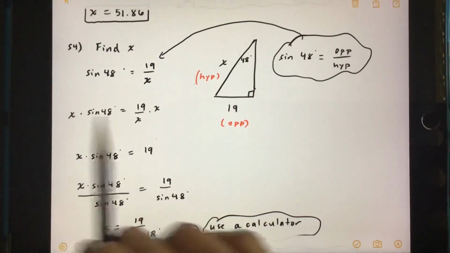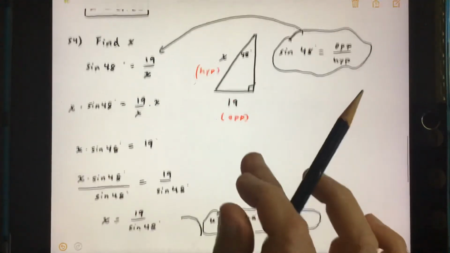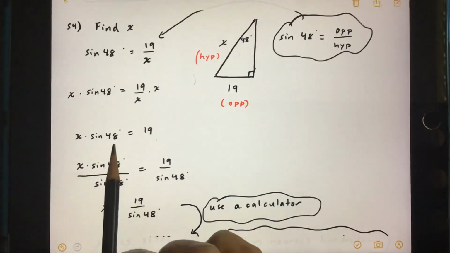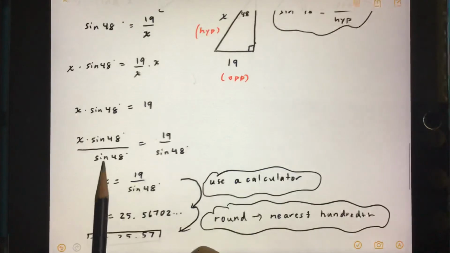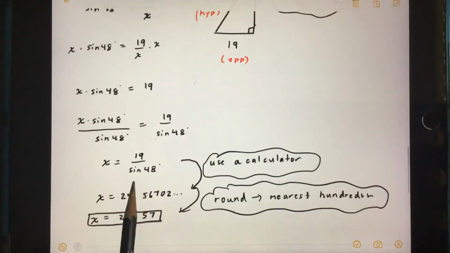All right, just like last time, now that I have my equation set up, multiply both sides by x, and that's going to get these x's to cancel out. And then x times sine of 48 degrees is 19. Divide both sides by the sine of 48 degrees, and you'll have x isolated. x is 19 over the sine of 48 degrees. Use your calculator. You'll see this on your display. Round to the nearest hundredth, and x will be equal to 25.57.